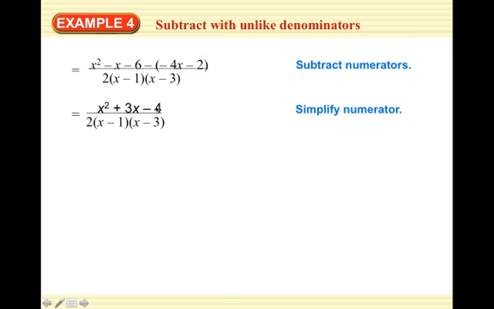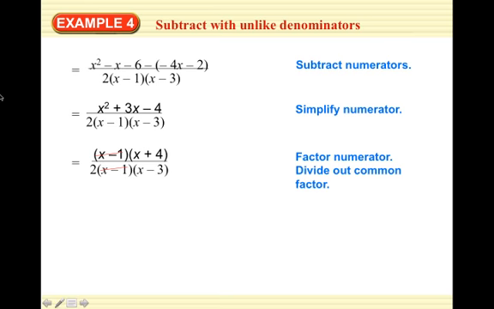So negative 6 plus 2 gives us negative 4. All right. Now, the next question is, well, can we simplify? So let's see. Let's factor the numerator, and this time we can, and divide out if there's a common factor.